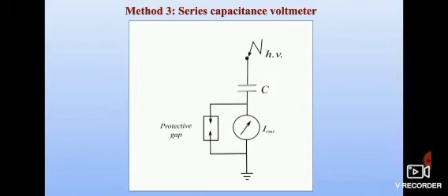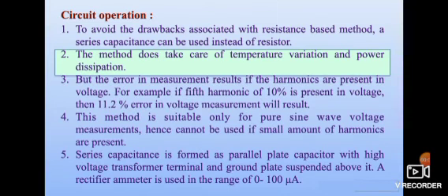Let us see the third method, which is called the series capacitance voltmeter. The diagram shows the series capacitance voltmeter. It is actually like the series impedance voltmeter, but instead of series resistance, we are going for the capacitance. All the others are the same as in the series impedance voltmeter. Let us see the circuit operation.